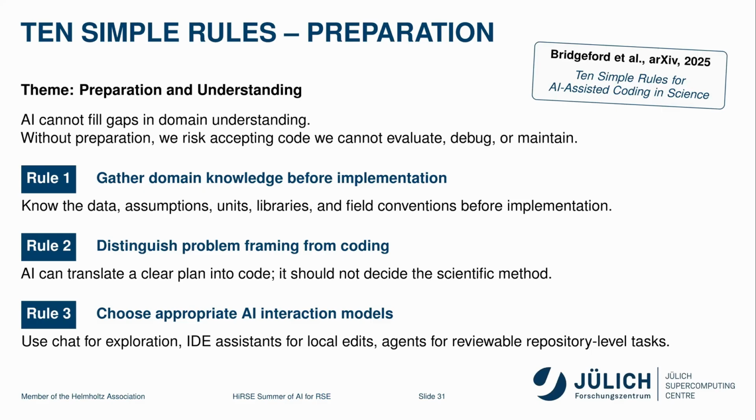The second rule is to distinguish problem framing from coding. AI can translate a clear plan into code, but it should not decide the scientific method. The third rule is to choose the appropriate AI interaction model. We have all these tools: we can use chat for exploration, IDE assistance for local editing, and agents for reviewable repository-level tasks.